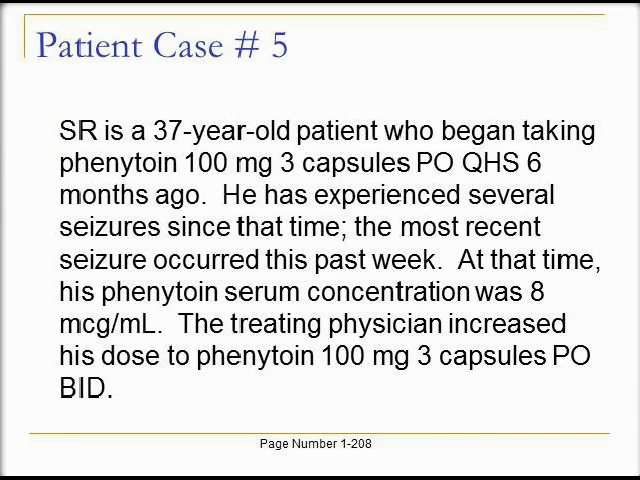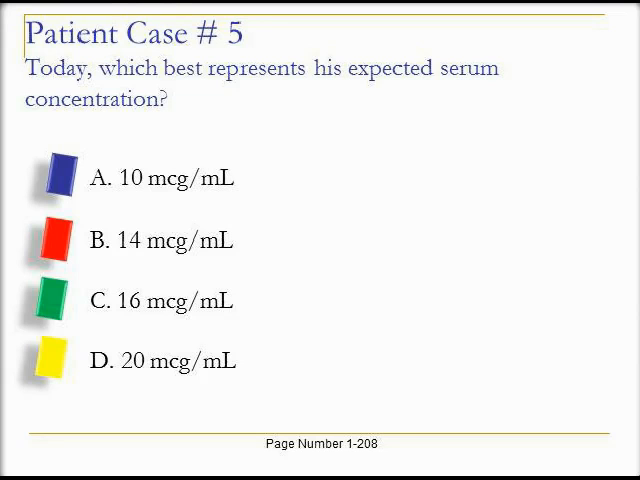Okay, moving on to case 5. SR, 37-year-old patient, began taking phenytoin, 100 milligrams, 3 capsules, QHS, 6 months ago. He's experienced several seizures since that time. The most recent was this last week. At that time, they did a phenytoin serum concentration and found 8 micrograms per milliliter. The treating physician increased his dose to 100 milligrams, 3 capsules, twice a day. So, what do you expect his serum concentration will do? Will it be 10 micrograms per mil, 14 micrograms per mil, 16 micrograms per mil, or 20 micrograms per mil?